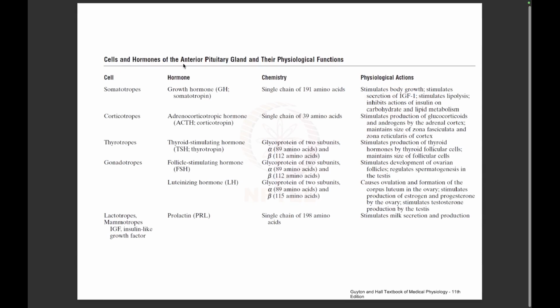These are the cells and hormones of the anterior pituitary we just saw. So somatotropes are there, which release the growth hormone, corticotropes, which release ACTH, thyrotropes, and gonadotropes, which release luteinizing hormone and follicle stimulating hormone, and this prolactin.